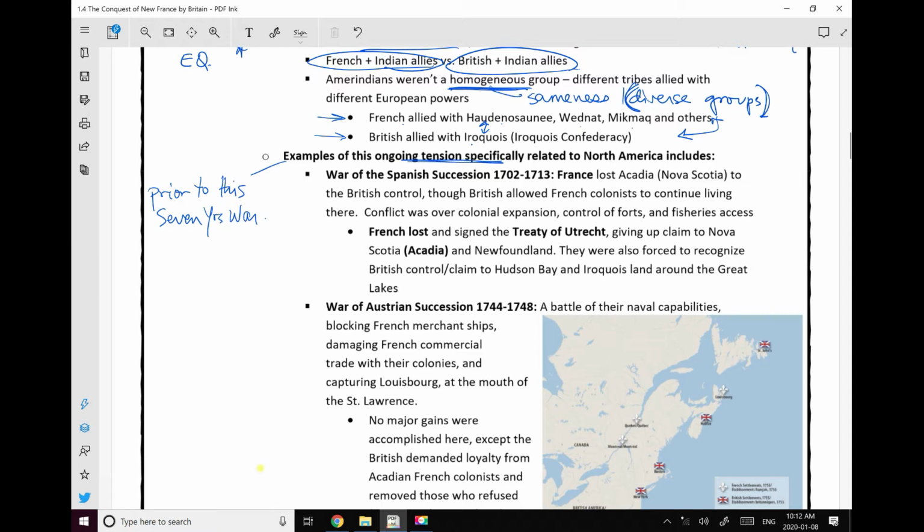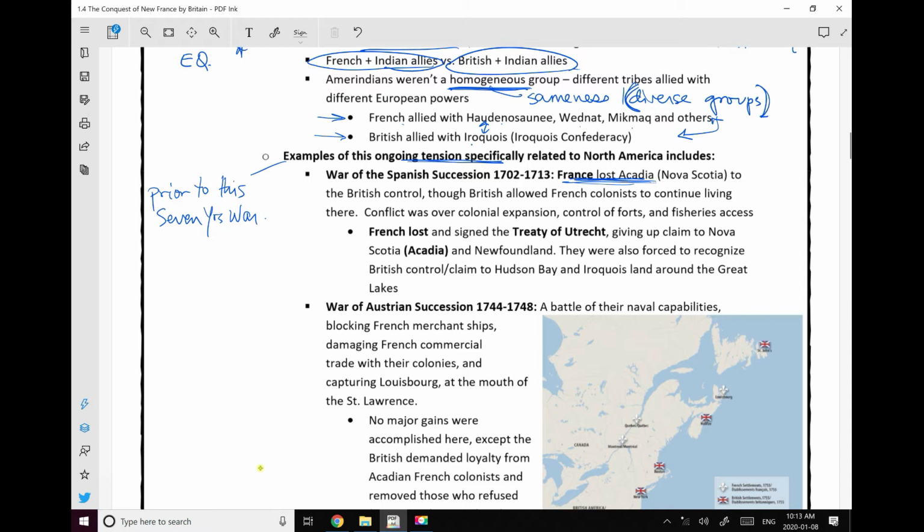There was one called the War of Spanish Succession, in the early 1700s. It was a conflict between France and Britain again, and the end result is that France lost Acadia. And when we talk about Acadia, we're talking about Nova Scotia. They lost it to British control, but like we said, Acadia was a French colony, separate from New France. Even though the British won control over that territory, they didn't evict those French colonists. They let them stay there, they were able to trade with them, and they allowed them to continue developing the colony.